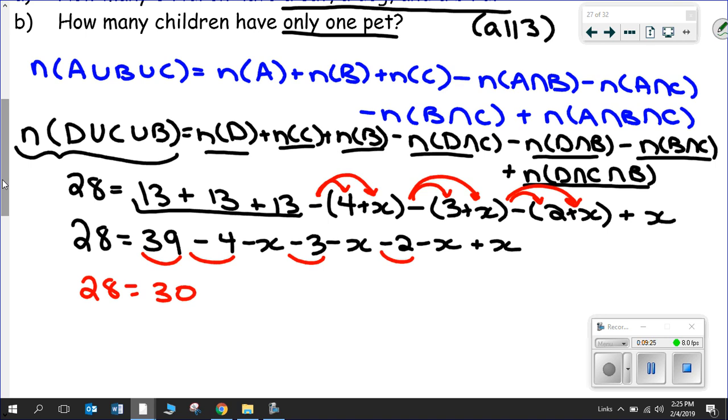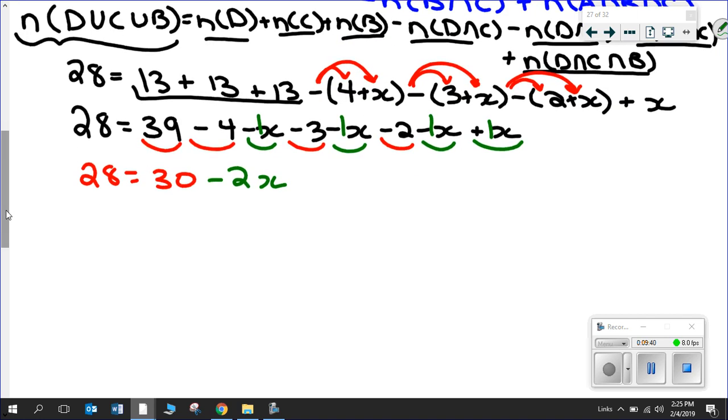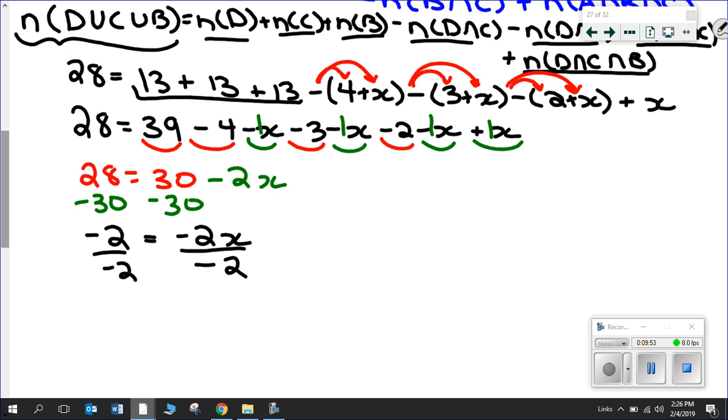Then, remember, whenever you have x's, just imagine there's an imaginary 1 in front. So negative 1, subtract 1, plus 1 is a negative 2x. And now I just got to solve for x by getting it by itself. Always start with the one that's not attached, so the 30. Do the opposite, which is to subtract 30. So 28 minus 30 is negative 2, equals negative 2x. Last step, divide by negative 2, and my x equals 1.